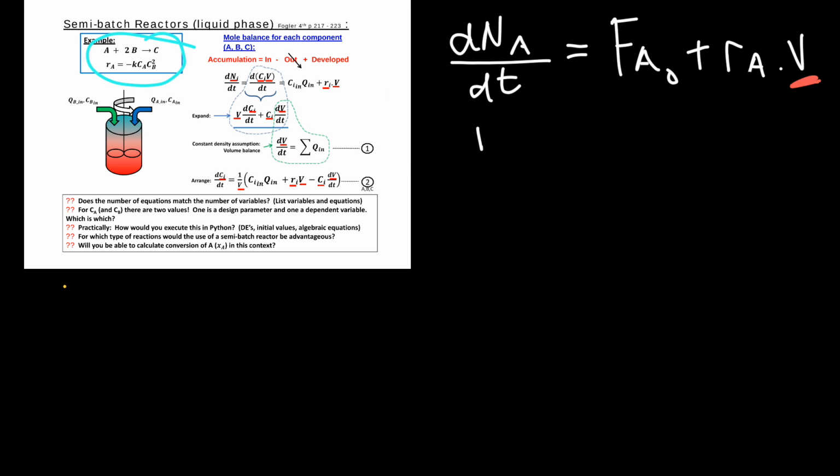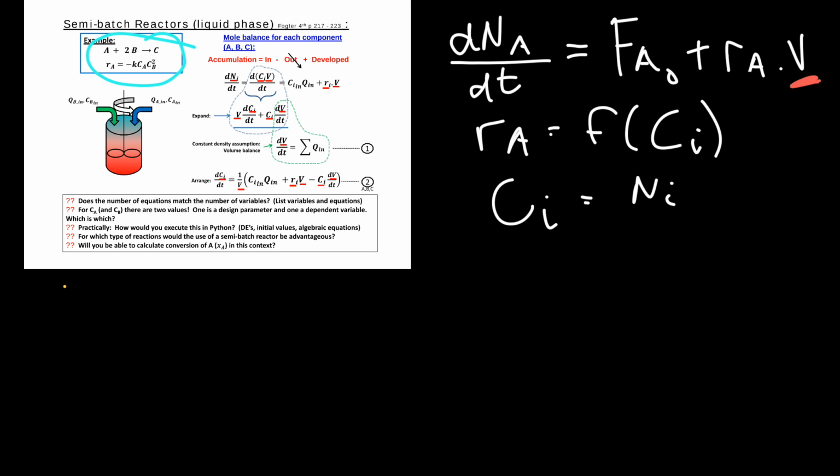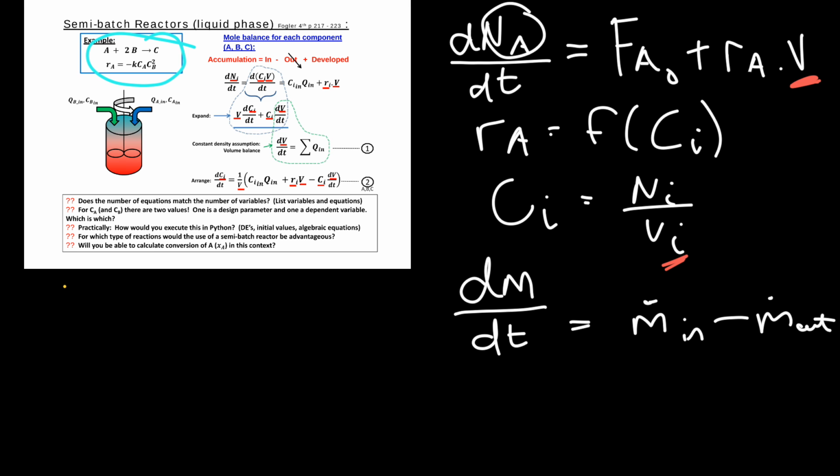So we have an equation that describes our rate as a function of concentrations, and we have an equation for each of our concentrations in terms of the moles, and we can do a mole balance for each of the components divided by that volume. So in terms of unknowns, we still need an extra equation to calculate the volume, the changing volume in our reactor. The starting point for this is our mass balance, the total mass balance.